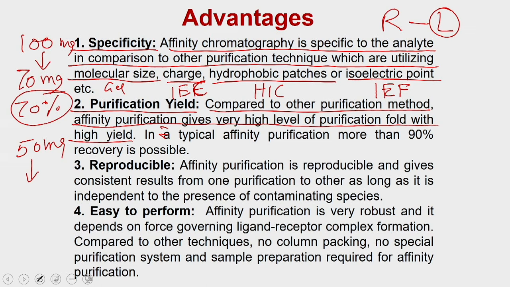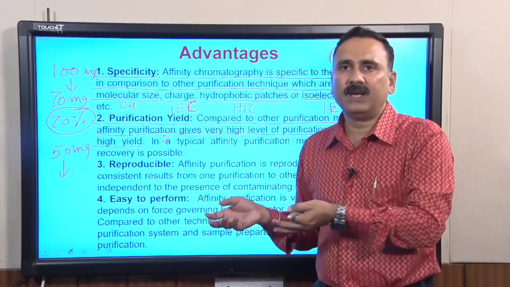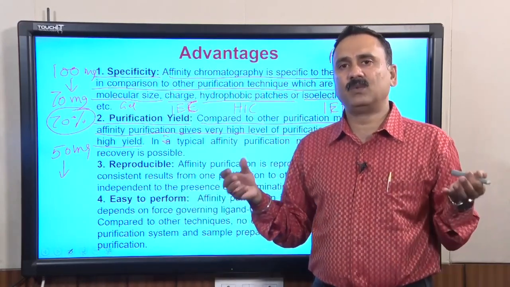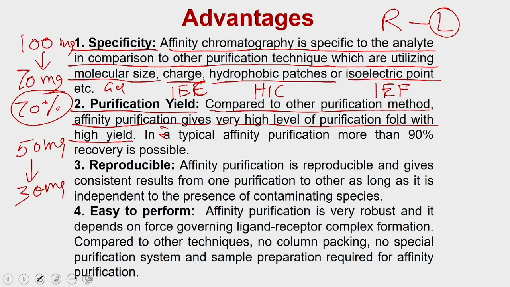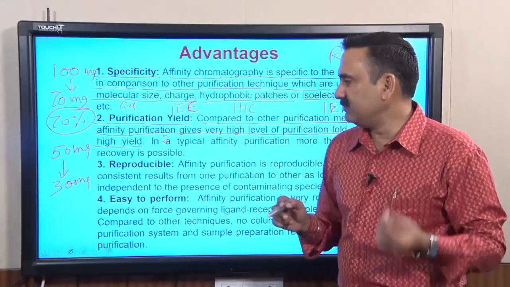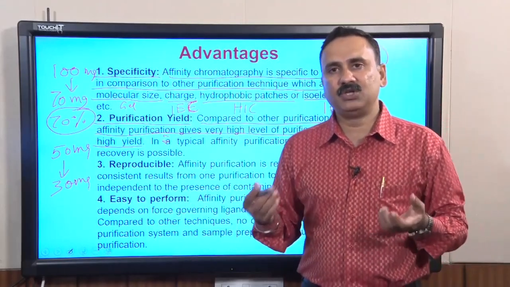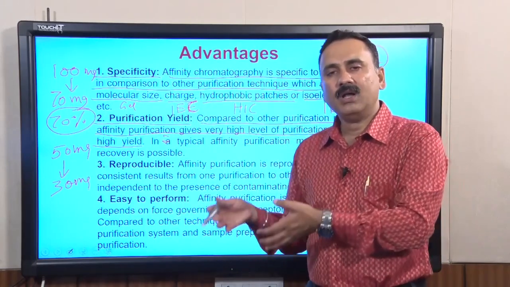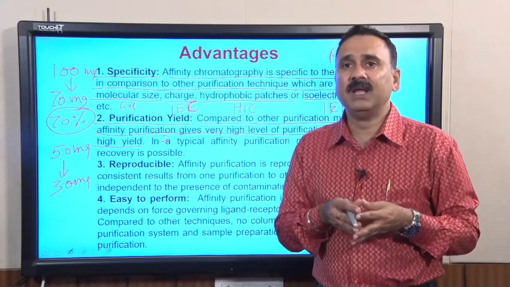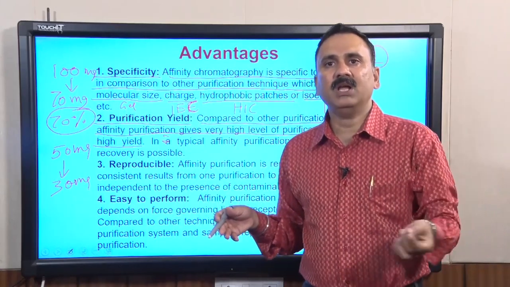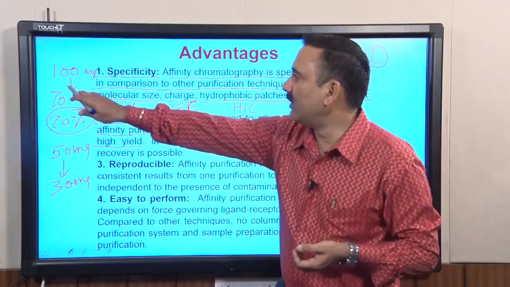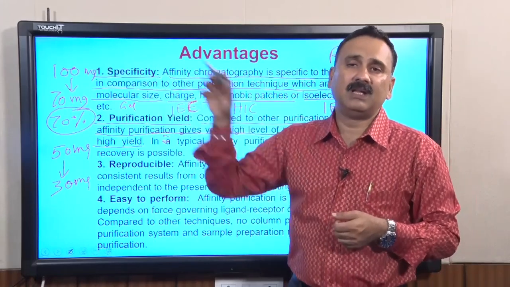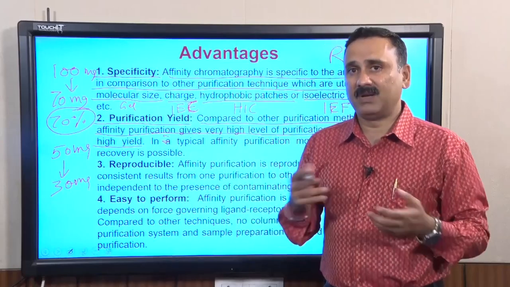Out of this 50 mg, suppose again you get a similar pattern: you get 5 or 6 fractions where your protein of interest is more compared to all other proteins, then you take those fractions but discard all other fractions where your protein is less but the impurities are more. And suppose at the end you get 30 mg of protein with no impurities, which means by using conventional chromatography techniques such as ion exchange chromatography or hydrophobic interaction chromatography, or a combination of these, from 100 mg of protein you have purified approximately 30 mg, which means your yield is 30%. Compared to that, when you do similar purifications using affinity chromatography, you may get even up to 90% yield.